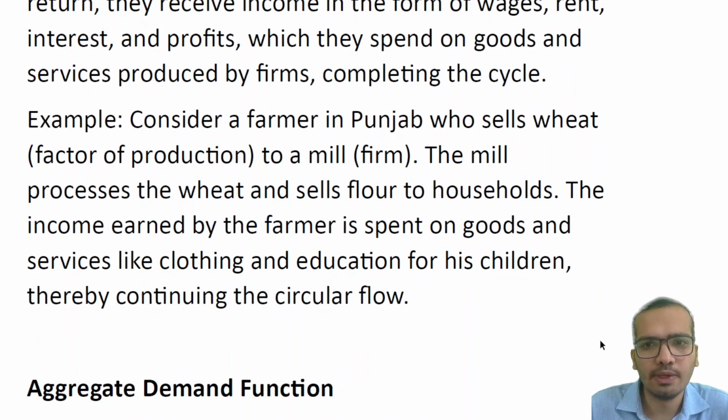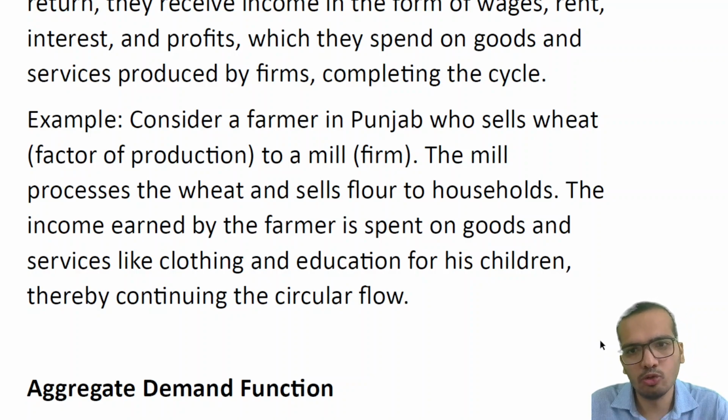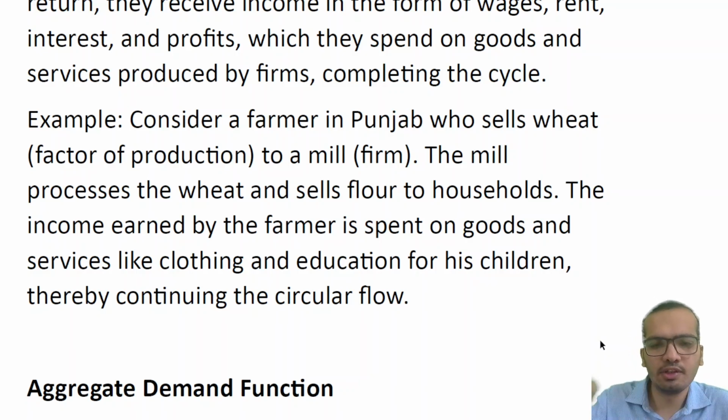Consider a farmer in Punjab who sells wheat, that's a factor of production, to a mill, that's a firm. The mill processes the wheat and sells flour to households. The income earned by the farmer is spent on goods and services like clothing and education for his children, thereby continuing the circular flow.